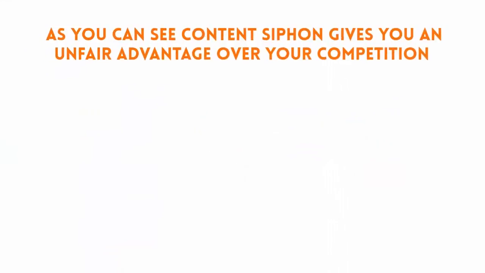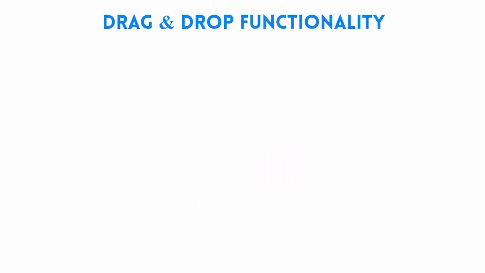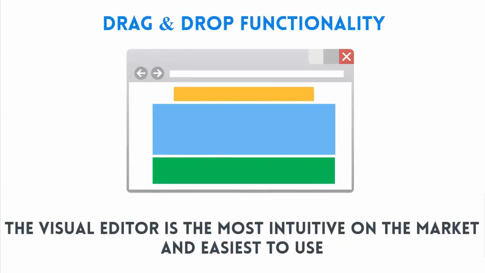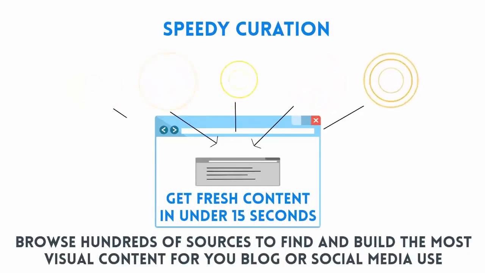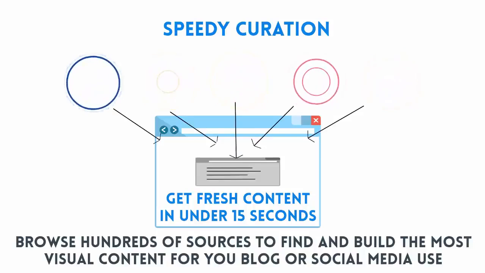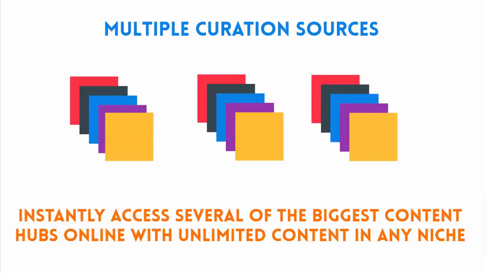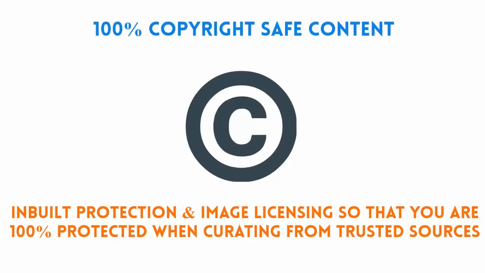As you could see, Content Siphon gives you an unfair advantage over your competition. With features and benefits such as drag and drop functionality, you could build each individual post with total ease. The visual editor is the most intuitive on the market today, and it's the easiest to use. Speedy curation, get fresh content in under 15 seconds. Browse hundreds of sources to find and build the most visual content for your blog or social media use. Multiple curation sources, instantly access several of the biggest content hubs online with unlimited content in any niche. 100% copyright safe content, inbuilt protection and image licensing, so you are 100% protected when curating from trusted sources.